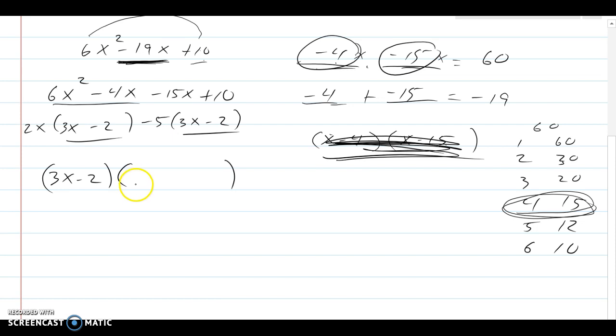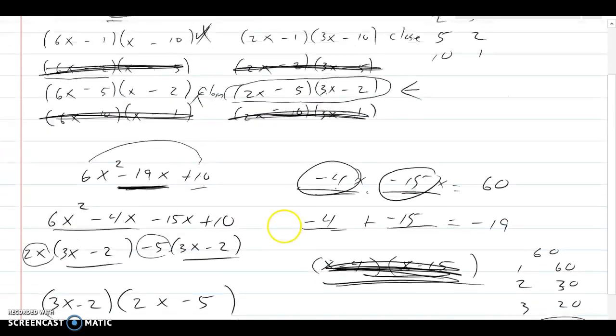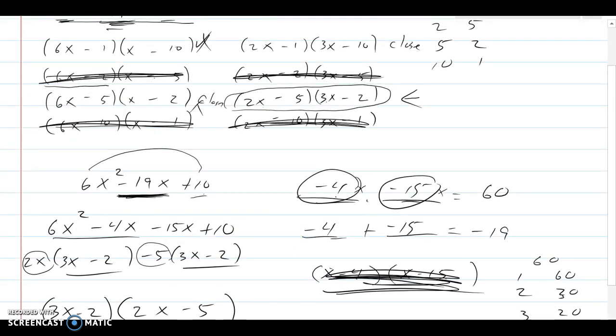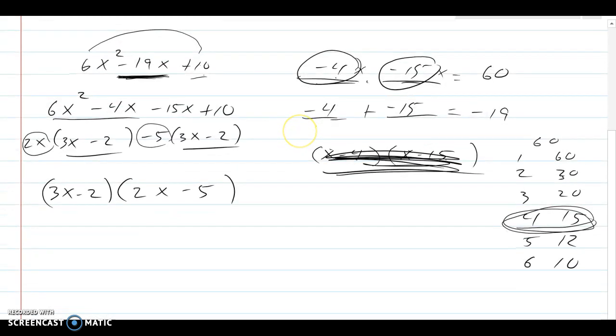And then what goes here is kind of what's left over outside of the 3x minus 2. So we've got a 2x minus 5. And this, believe it or not, works. And if we scroll back up, it's what we had up here, 2x minus 5 and 3x minus 2. But this is the second method.